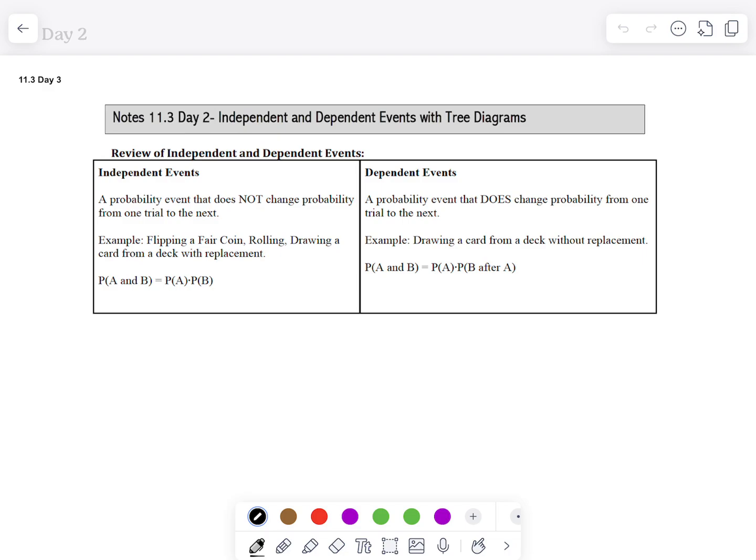All right, here's a continuation of independent and dependent events. This first slide that we're looking at is a review of what is independent and dependent. So think about replacement is independent. Dependent is when you don't replace a card from a deck, so that probably the second event will be affected.